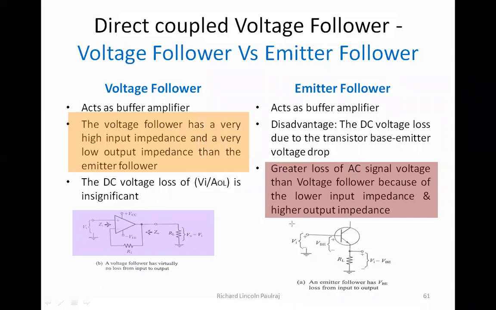So here you can have a look at the emitter follower, right? We have the input voltage with respect to ground, and then VBE, base-emitter, and RL, the load resistance. So it is nothing but VI minus VBE, the input voltage minus VBE. So this voltage minus this voltage is what is going to come across RL, which is nothing but your VL.